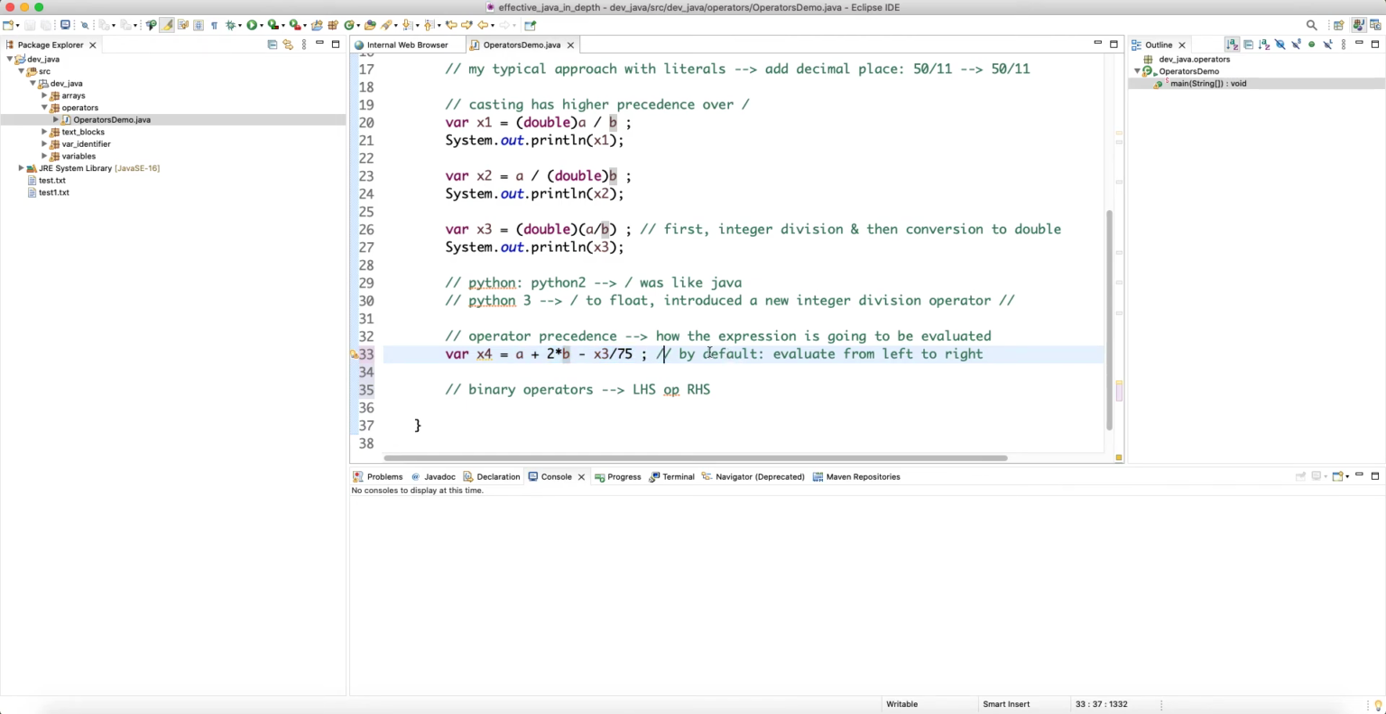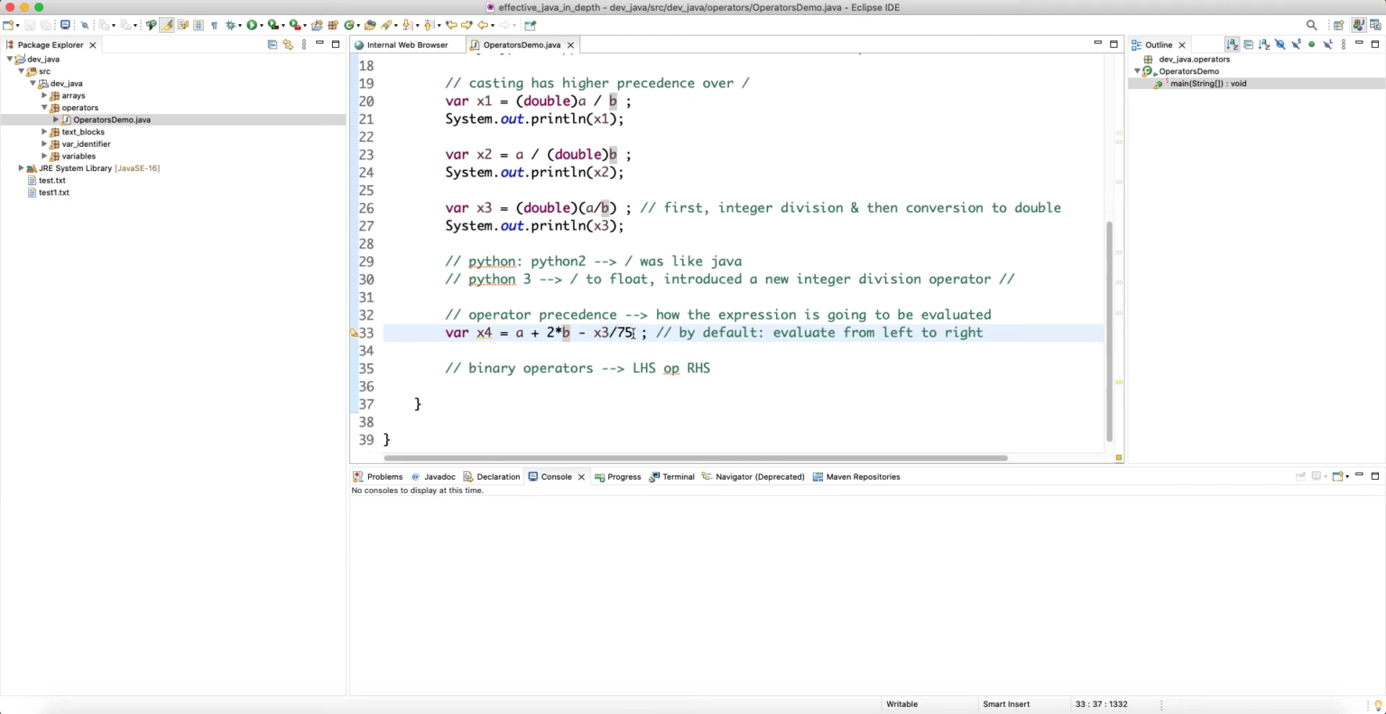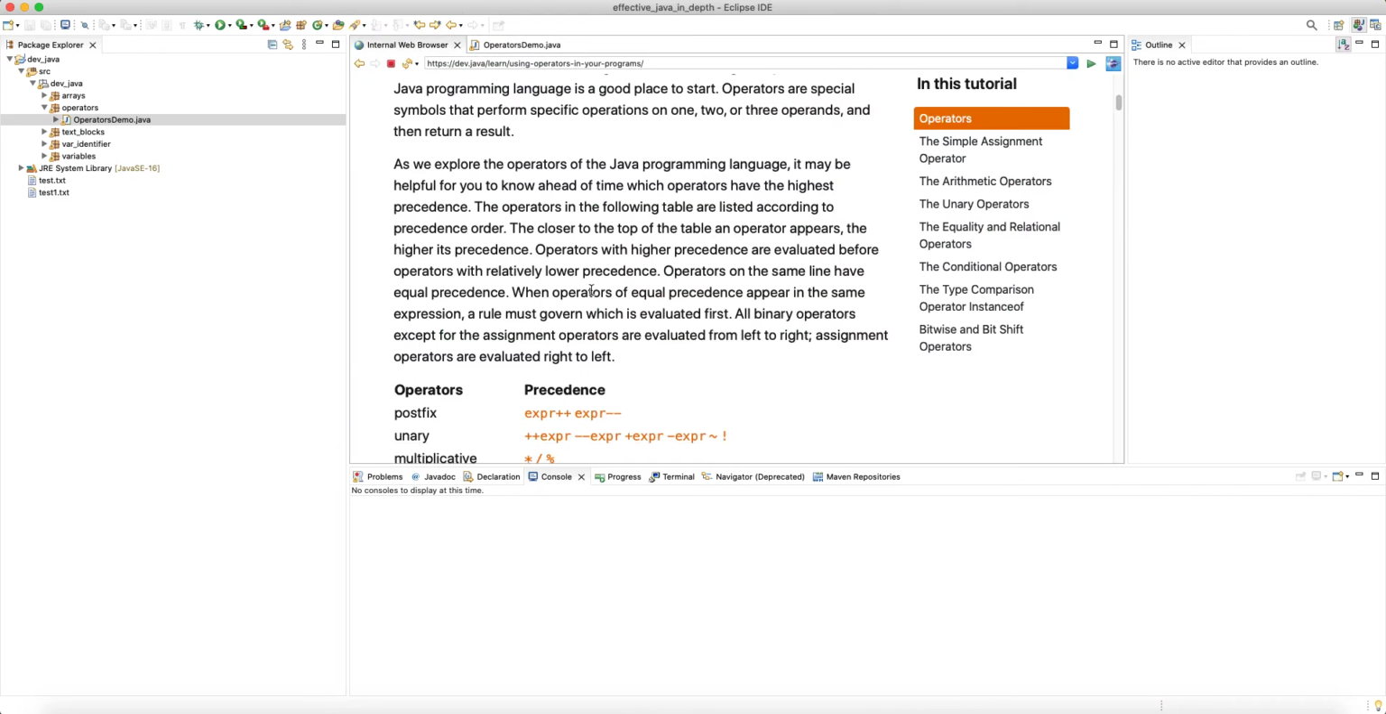So you can read about these operator precedences just on Google, in Wikipedia, or just go and look at the Java language specification. But Java, just like most programming languages, follows the same logical precedence that people always assume, like multiplication and division have the highest precedence, addition and subtraction have lower precedence, etc. The operators in the following table are listed according to precedence order. The closer to the top of the table an operator appears, the higher its precedence. Operators with higher precedence are evaluated before operators with relatively lower precedence.